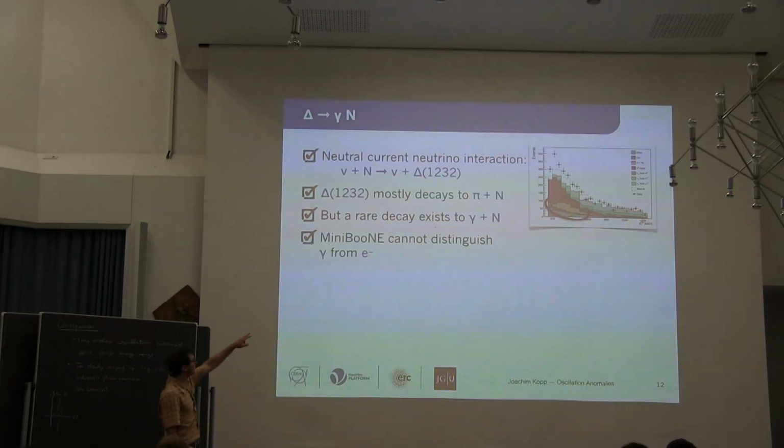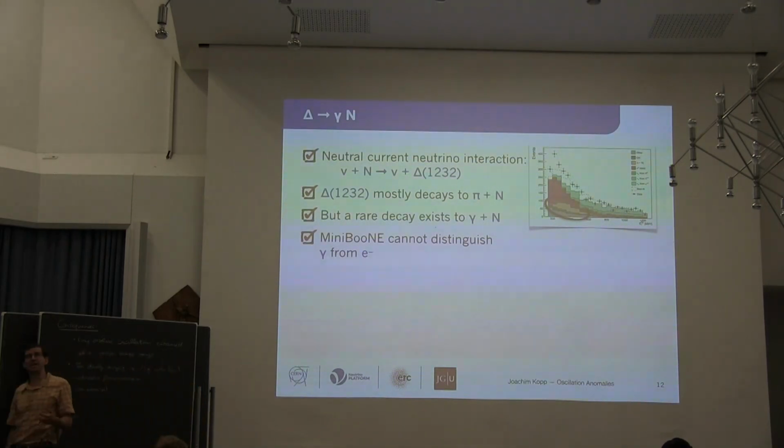However, there is a rare decay through which the delta resonance decays radiatively by emitting a photon. The branching ratio for that decay is somewhere at the few times 10 to the minus 3 level, so few per mil. And the thing is that in MiniBooNE and in many other detectors, it's very difficult or impossible to distinguish photons from electrons. Both particles produce an electromagnetic shower in the detector. And because it's neutrino-induced, that electromagnetic shower appears to come out of nowhere. So the only signature you have is an electromagnetic shower coming out of nowhere, starting somewhere in your detector. And you cannot tell whether this was initiated by a photon or an electron.